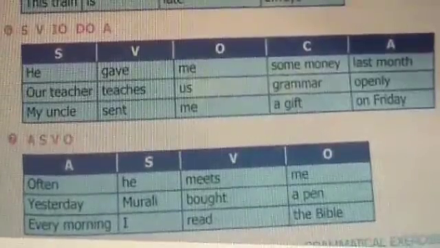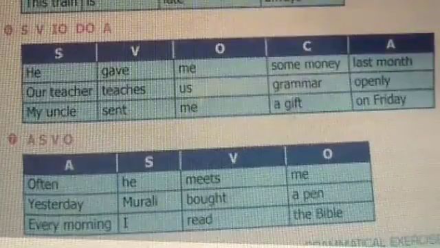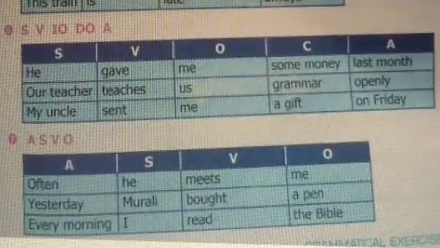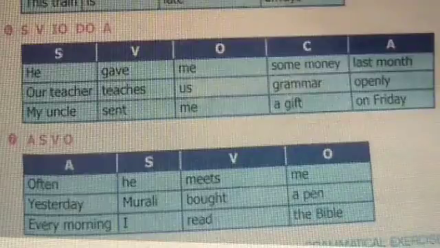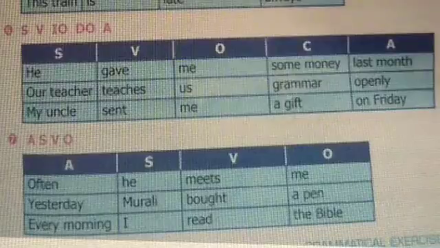Moving on to the next pattern, SVIODOA. See here, just you have to change it. SVIODOA. He gave me some money last month. So he subject, gave verb, me is indirect object, some money is direct object, last month is adjunct.